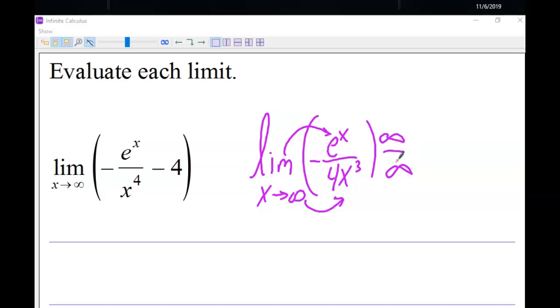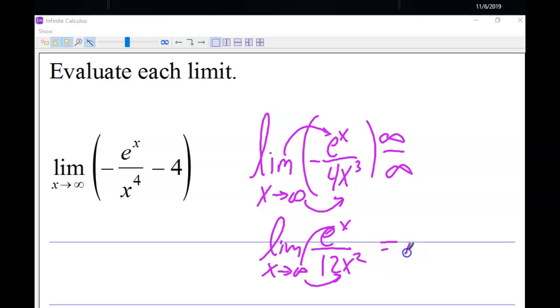So, guess what? We do L'Hopital again. Derivative of the top is e to the x. Derivative of the bottom is 12x squared. Guess what? Infinity over infinity. Now this is going to stop eventually, so don't lose hope.